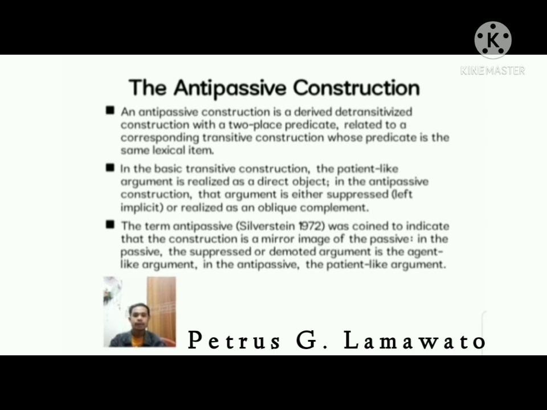In the basic transitive construction, the patient-like argument is realized as a direct object. In the antipassive construction, that argument is either suppressed, left implicit, or realized as an oblique complement. The term antipassive was coined to indicate that the construction is a mirror image of the passive. In the passive, the suppressed or demoted argument is the agent-like argument; in the antipassive, a patient-like argument.